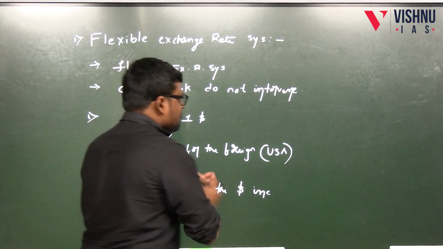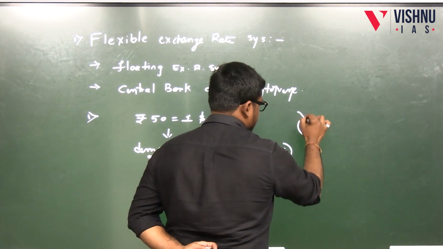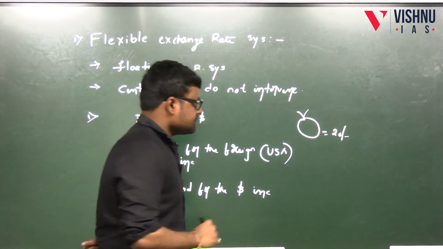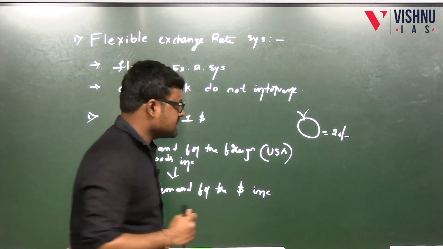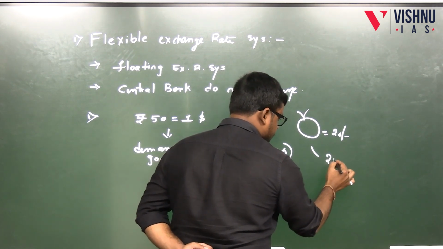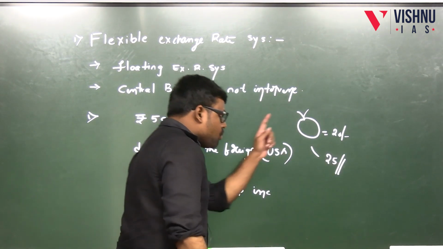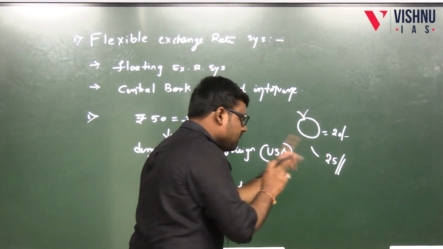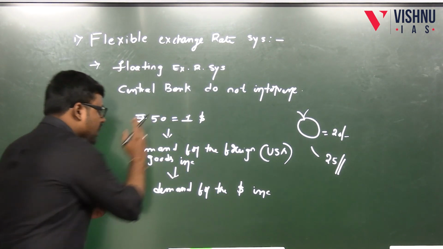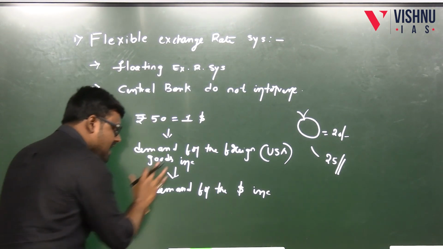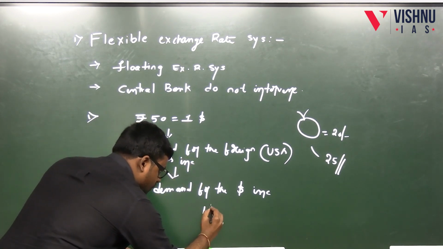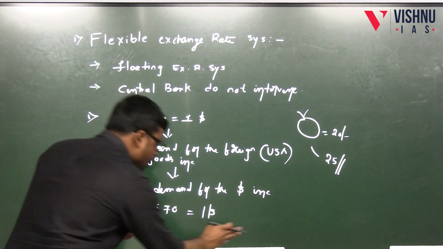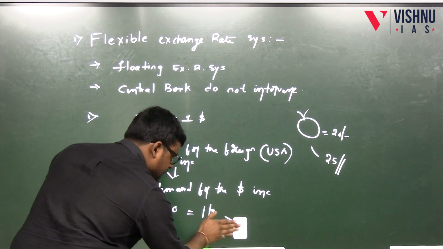Now let us take an example. Suppose there is an apple here, and the cost of the apple is 20 rupees. If the demand for the apple increases, then its cost will become 25 rupees, yes or no? Yes. One apple is 20 rupees; now demand for apple increases, one apple is 25 rupees. $1 is equal to 50 rupees. Now demand for dollar increases, therefore $1 will be equal to 70 rupees. Yes or no? Yes. So why did this $1 become 75 rupees, students?